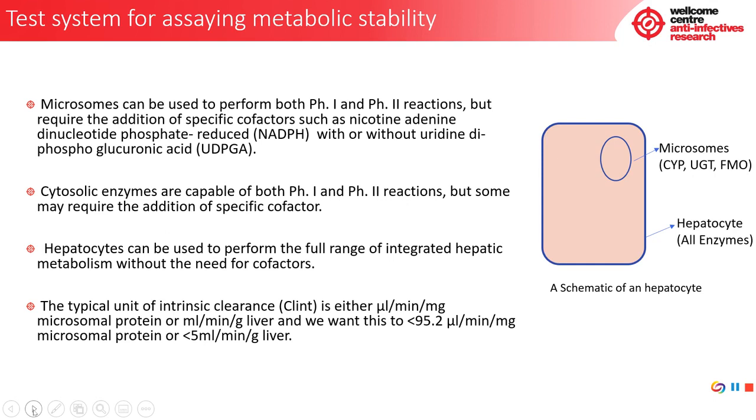The typical unit of intrinsic clearance can be expressed in either microliters per min per mg of microsomal protein or mils per min per gram of liver. We generally want this, if it's the uncorrected version, to be less than 95.2 microliters per min per mg of microsomal protein, or less than 5 mils per min per gram of liver. The lower these numbers are, the more stable the compound is.